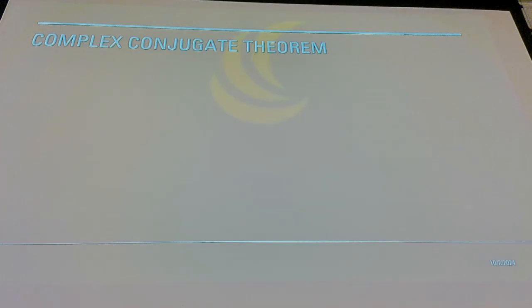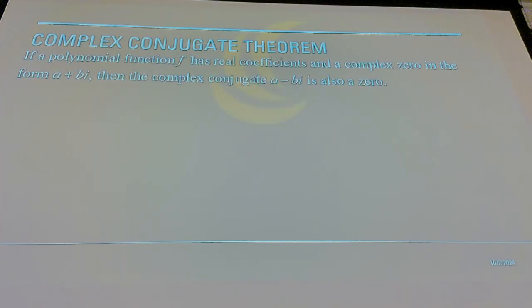Complex conjugate theorem. If a polynomial function has real coefficients and a complex zero, then the complex conjugate of that zero is also a zero. So complex zeros always occur in pairs. If a plus bi is a zero, so is a minus bi.